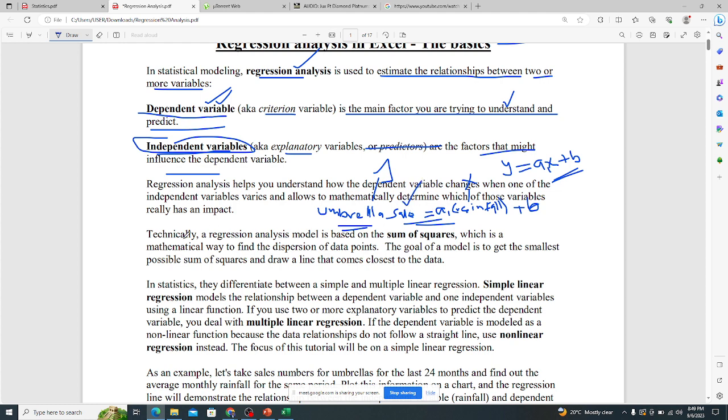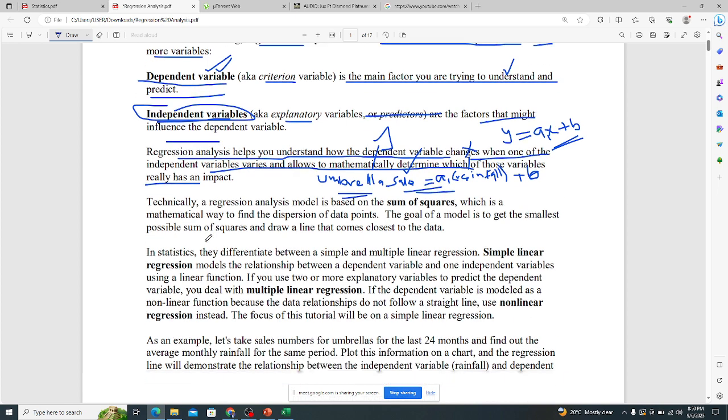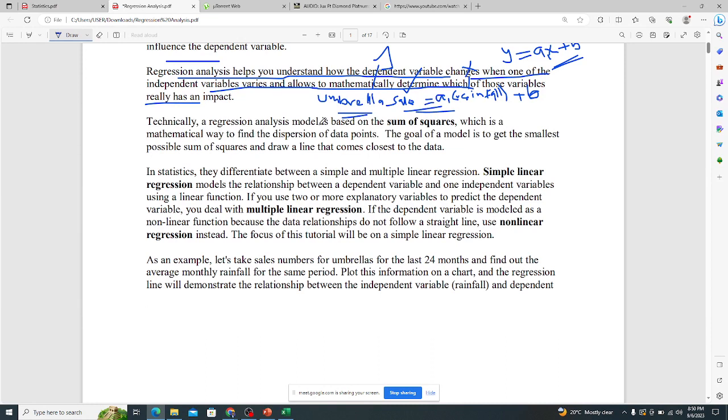Basically, regression analysis helps you understand how the dependent variable changes when one of the independent variables varies, and allows you to mathematically determine which of these variables really has an impact on our outcome, or output. Technically, a regression analysis model is based on the sum of squares, which is a mathematical way to express the dispersion of data points.